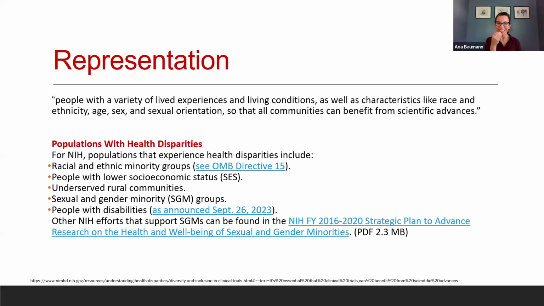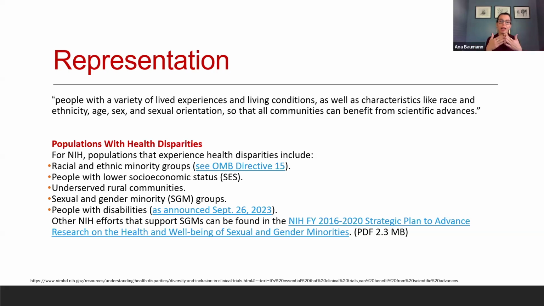I like to define things, because when we define things, then we can have a common thread for the conversation. So this is the definition in the dictionary. Representation means people with different lived experiences, living conditions, different races, ethnicity, age, sex, sexual orientation.